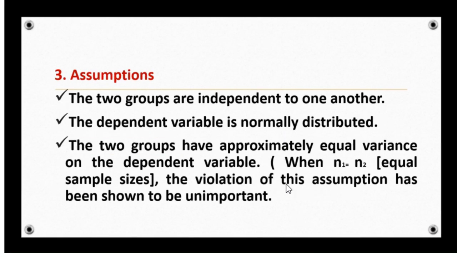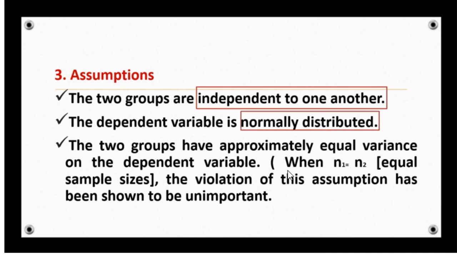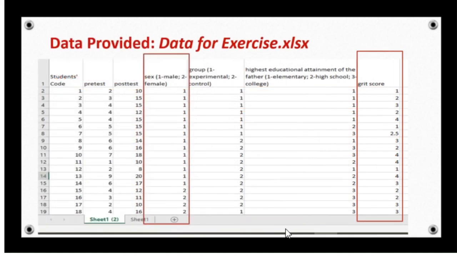Number three is the assumptions. We have here three assumptions. The first is that the two groups are independent of one another. Number two, the dependent variable is normally distributed. And number three, the two groups have approximately equal variance on the dependent variable.